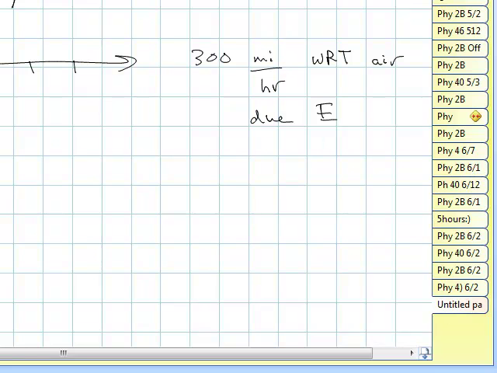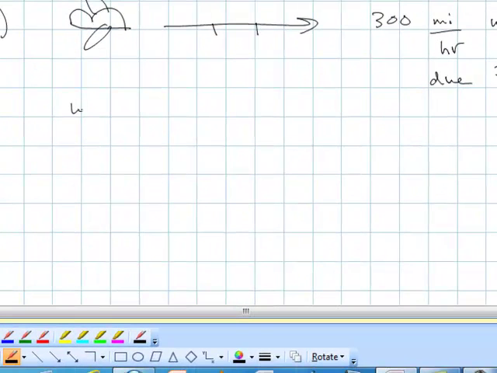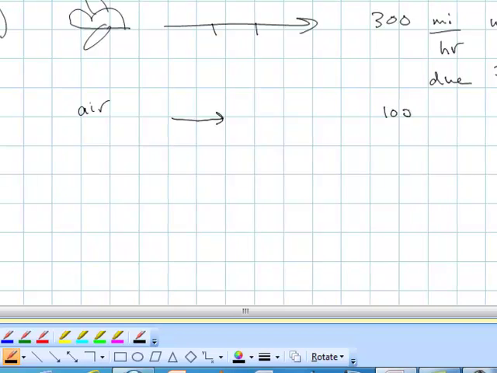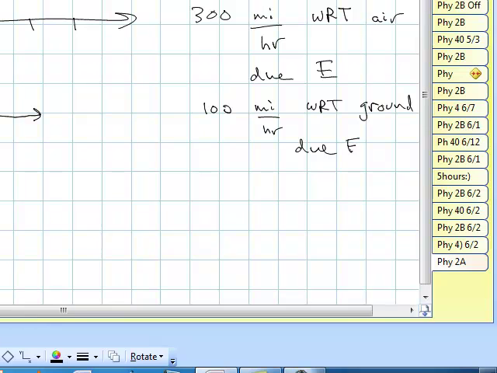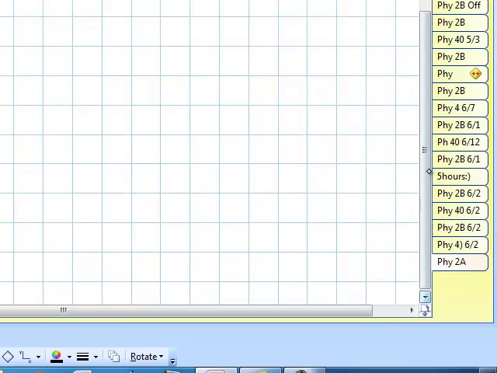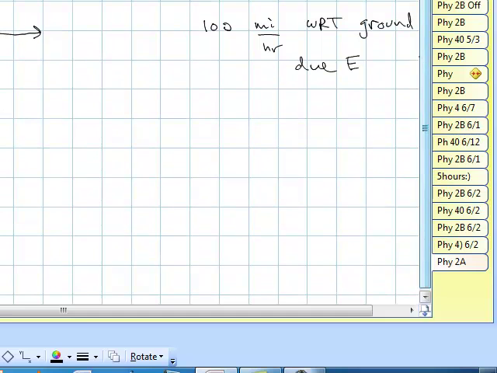And then we've got the wind. I guess I called it air over here, didn't I? I'll call it air here. And it's a tailwind, so it's moving at 100 miles per hour with respect to the ground, due east. So the way we deal with this is we add the two vectors together.